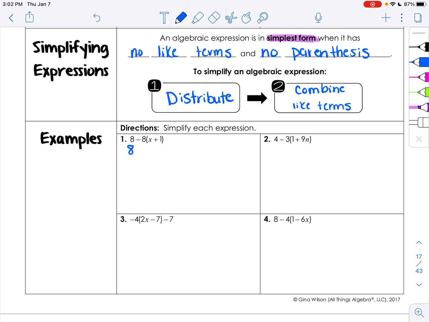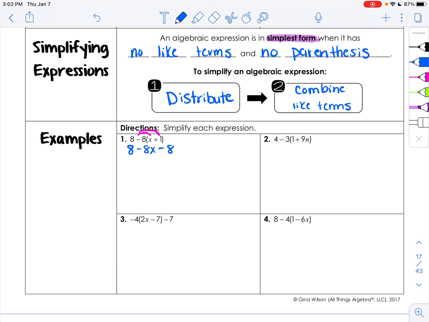After I bring down that 8, I'm going to then distribute negative 8 to x. So negative 8 times x is negative 8x. And then I'm going to distribute negative 8 to 1. Negative 8 times 1 is negative 8. Once I've distributed, I'm going to check to see if I have like terms.